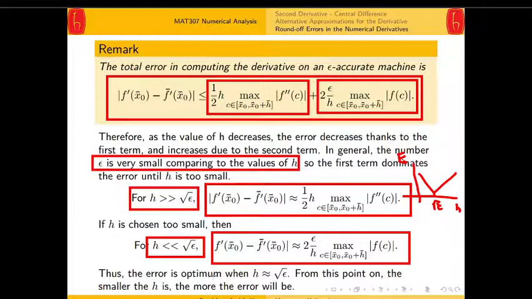From this point on, the smaller the h is, the more the error will be. So as in this graph, we see from that point on, if h is less than root epsilon, then our error will start increasing. So this is not h, this is 1 over h. Let's put it here, right.